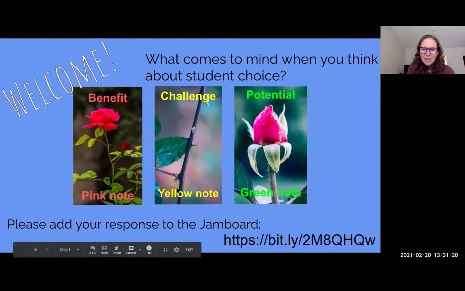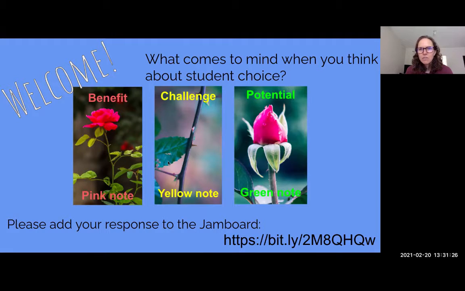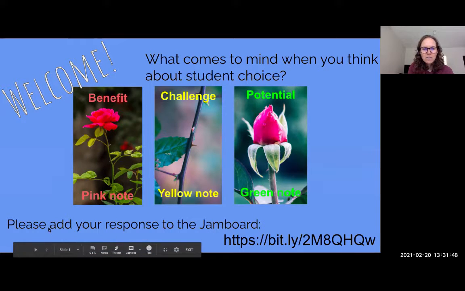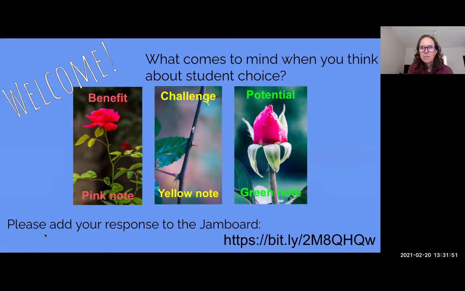I'm going to put in the chat one more time the link to the Jamboard that's up on the screen. If you just take a minute or two to add your thoughts to the Jamboard, what comes to mind when you think about student choice? If it's something that's beneficial, use a pink sticky note. If it's something you think is a challenge, use a yellow sticky note. And if it's something that you see as a potential, add it on a green sticky note. I'll give you just a moment to capture your thoughts.